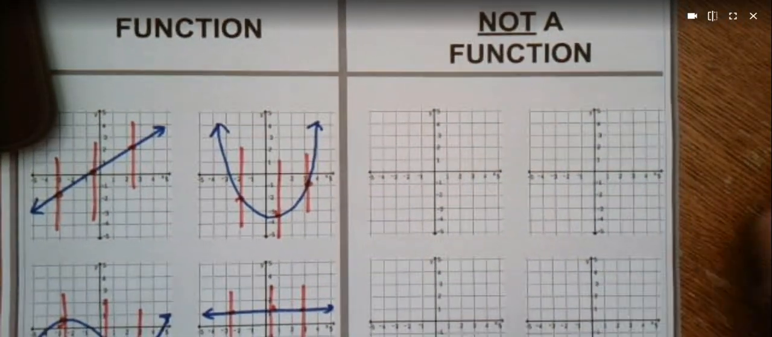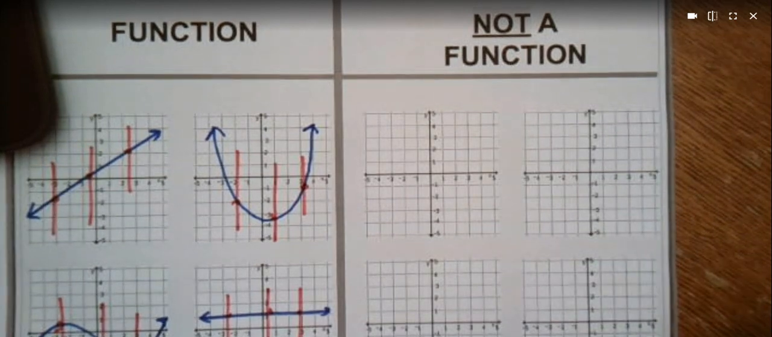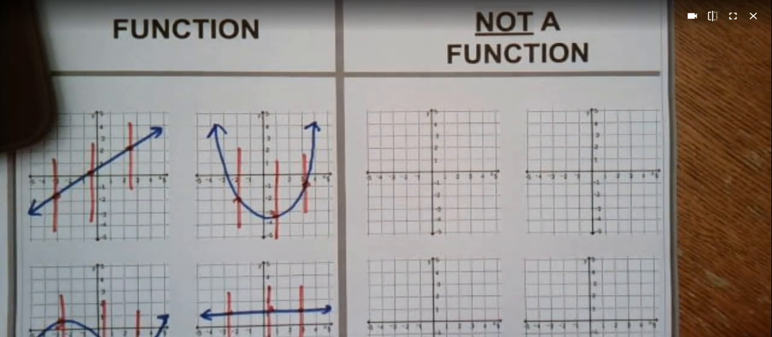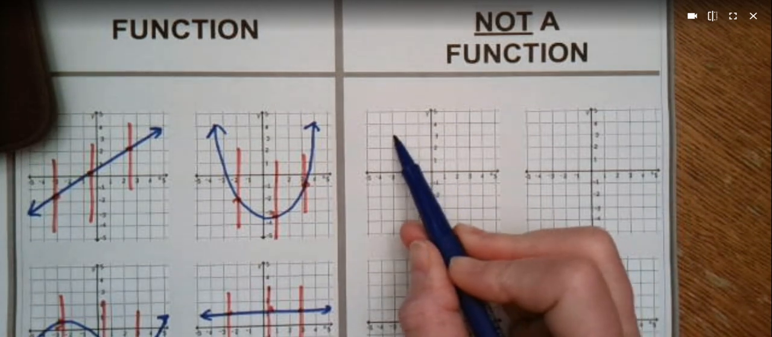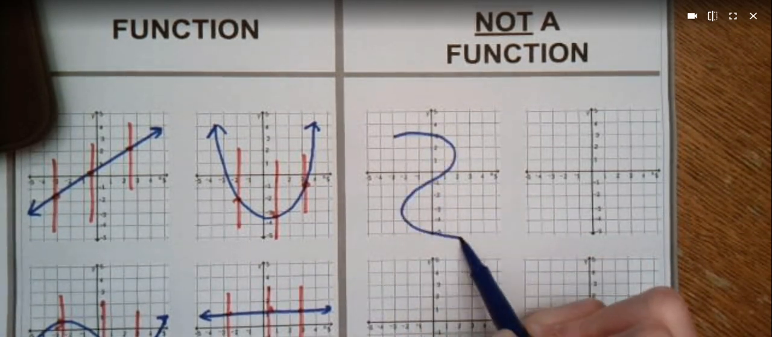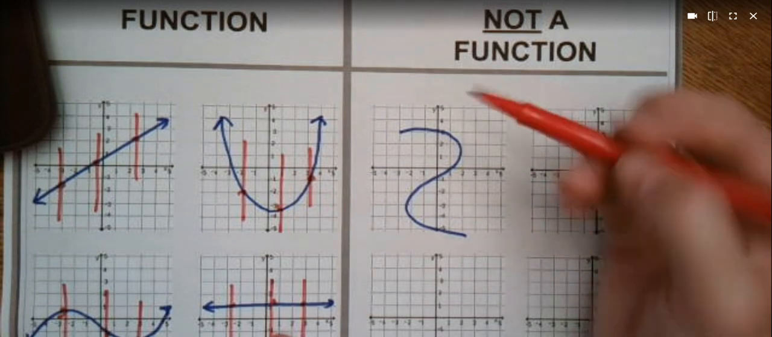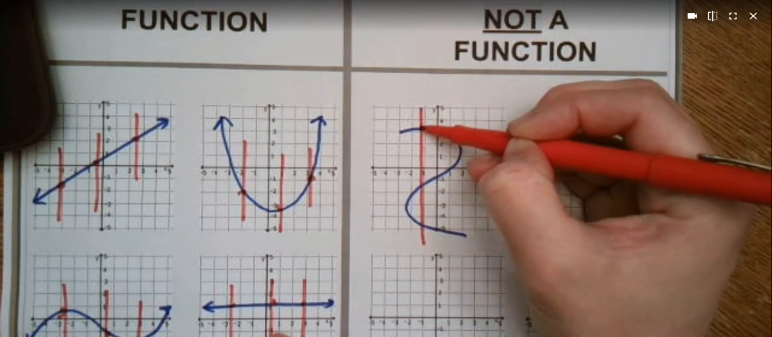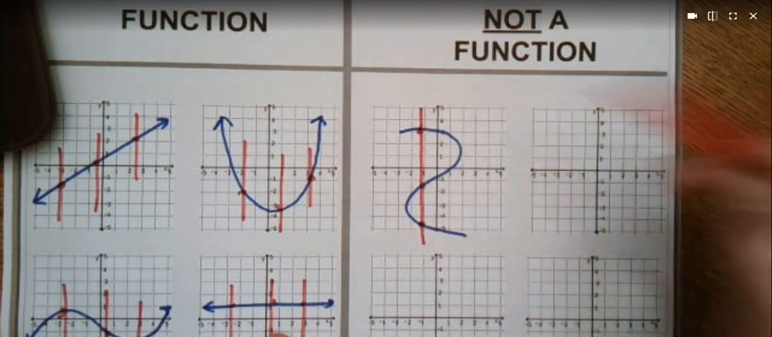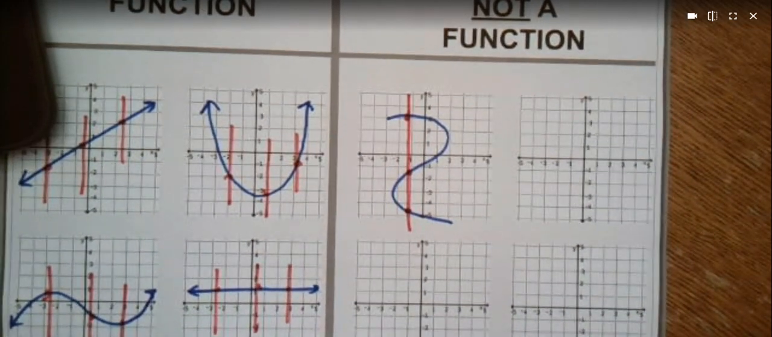Now, what about not a function? So this would be in the case of like if I had a line that looked like this. That's not going to be a function, because if I drew a vertical line, it would go through 3 times, and so it's going to fail there. Okay, that would not be a function.